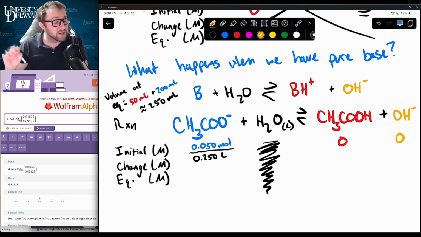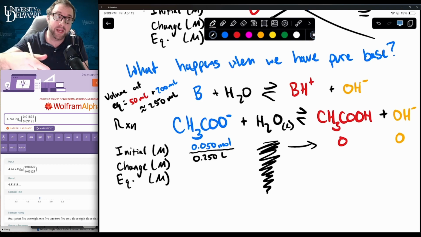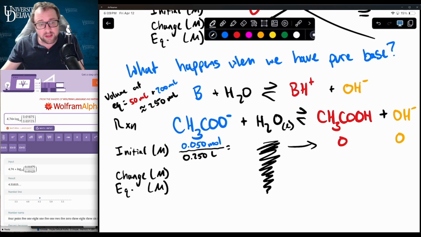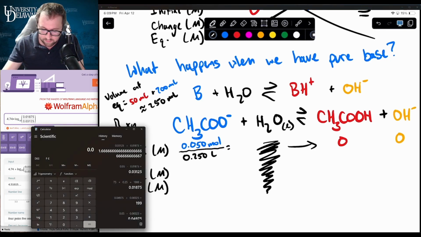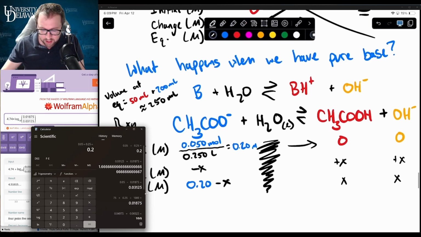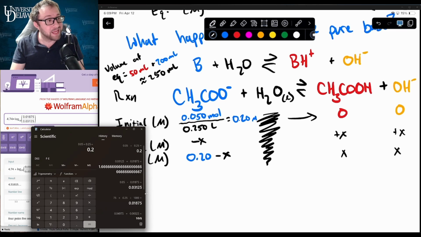All right. So this pH at the equivalence point is what tricks us. But now that we've made it this far, we can say, all right, we're going to move to the right. I have reactants. I don't have products. We can work with that. Let's calculate what this is. This should work out nicely. 0.05 divided by 0.25 gives us 0.2. So we're going to lose some of this. We're going to gain some of this. We're going to gain some of that. And we're going to have 0.20 minus x plus x. We have to find our Kb.